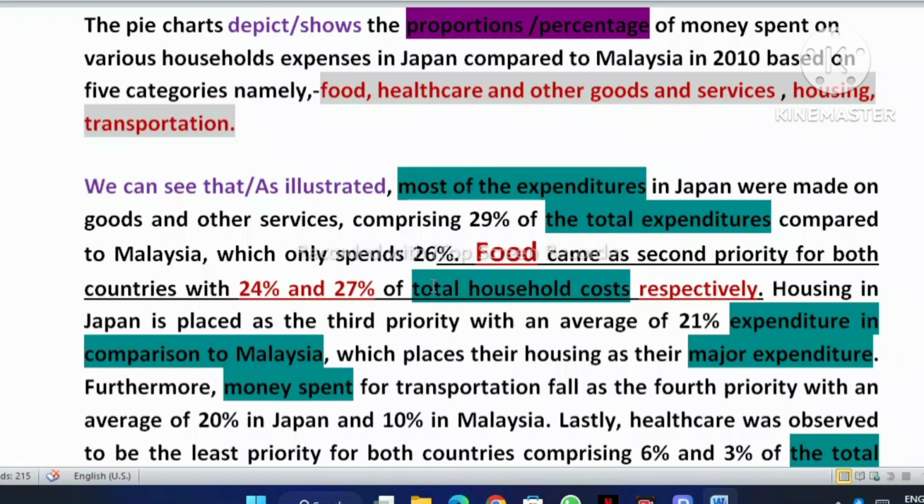And when we use two things in the same sentence with the same noun, at the end of the sentence we are supposed to use respectively, meaning in order. Housing in Japan is placed as a third priority with an average of 21% expenditures in comparison to Malaysia, which places housing as its major expenditure. And now you can see all the nouns with expenditures I mentioned here in this gray color, so you can see how many times we are using this vocabulary.